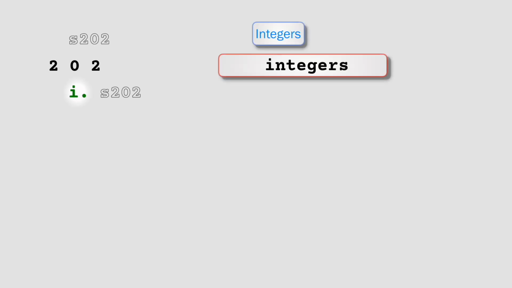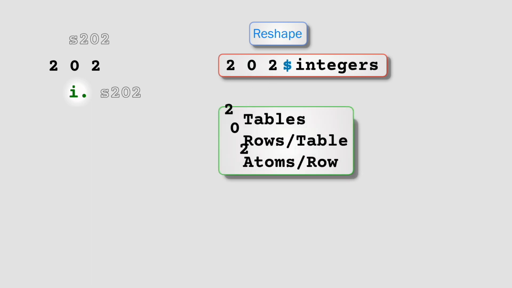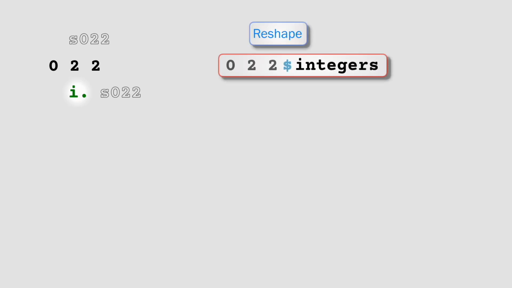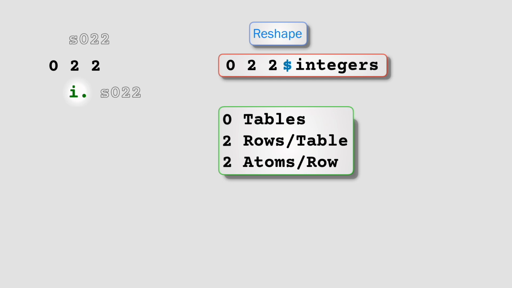Starting with 2, 0, 2, when we reshape, we get 2 tables with 0 rows in each table and 2 atoms in each row. Once again, the only way to show 0 rows is to show nothing at all, and we just move down a line ready for the next J sentence to be entered. And if we use list 0, 2, 2 as an argument, we can end up with a reshape of 0 tables with 2 rows per table and 2 atoms per row. But because we have no tables, no lines are returned at all.